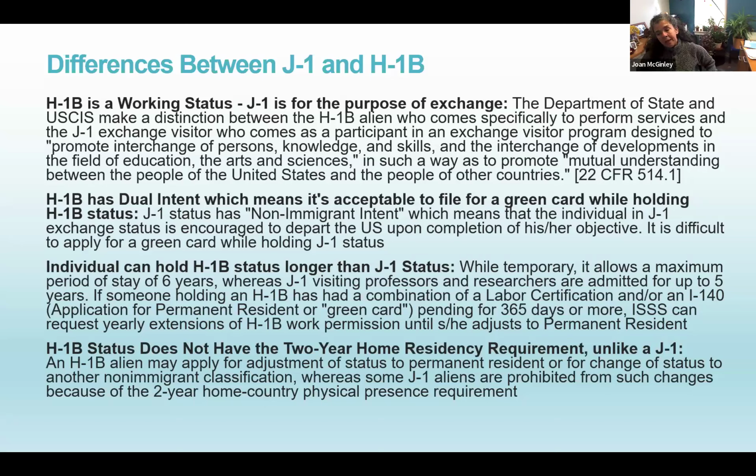So individuals get H status longer. While the initial regulatory maximum is 6 years, you can get extensions in 3-year increments as long as you have the permanent residence pending. In J status, you get 5 years. The end, that's it. And the nice thing about the H is that there is no 2-year home residence requirement and you don't have to run that risk. So that's why some people coming from abroad would definitely prefer the H, so that they don't run the risk of having the 2-year home residence requirement.